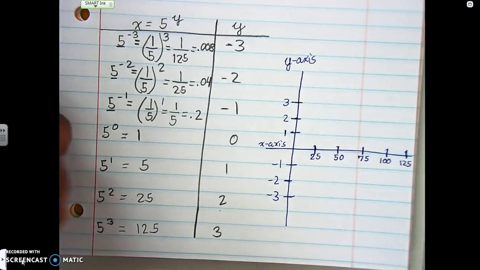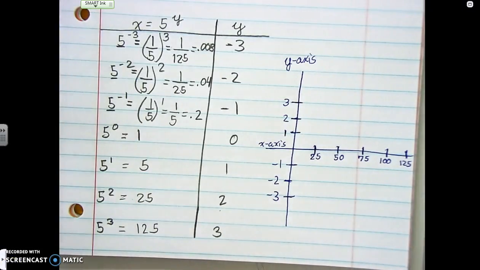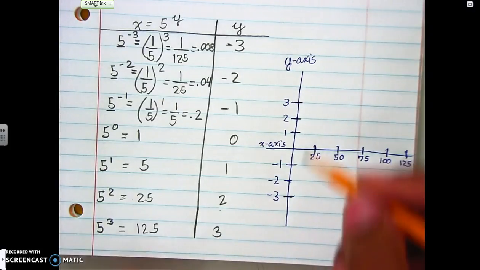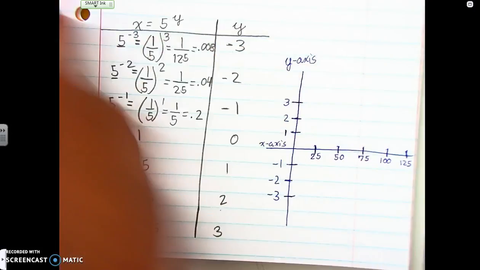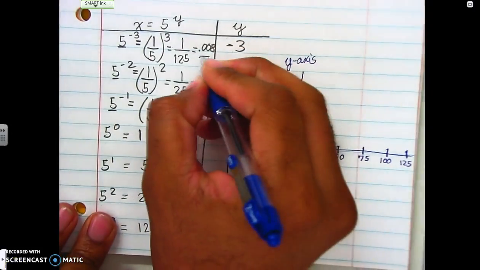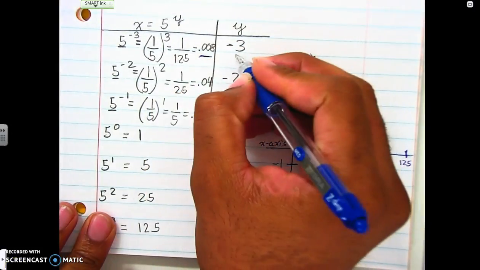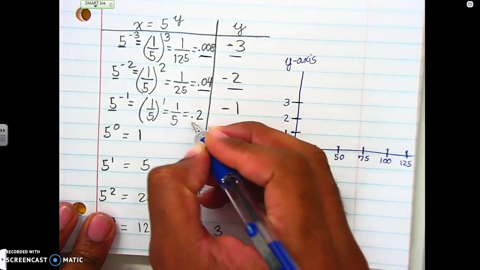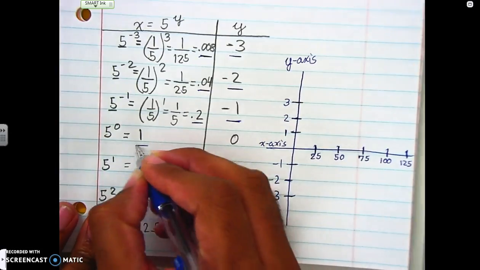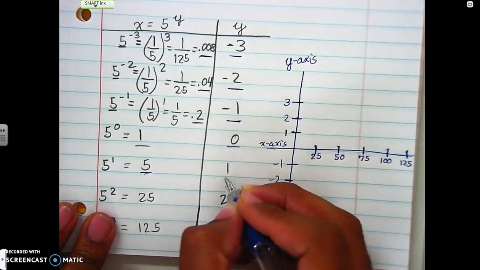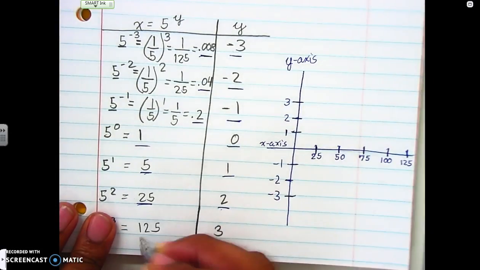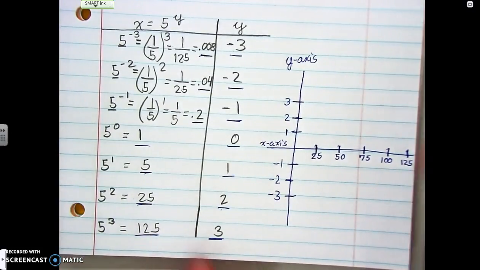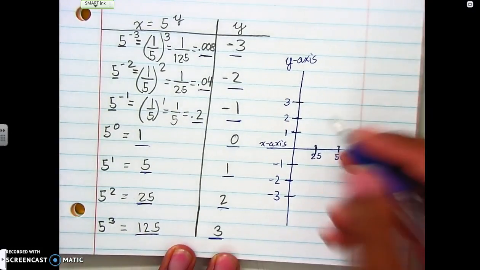All right, so we already know what the log function looks like. So when we graph this out, it should look like a log function. So let's go ahead and graph these points. So we have 0.008 and negative 3, 0.04 and negative 2, 0.2 and negative 1, 1 and 0, 5 and 1, 25 and 2, and 125 and 3. So that's going to plot those points.